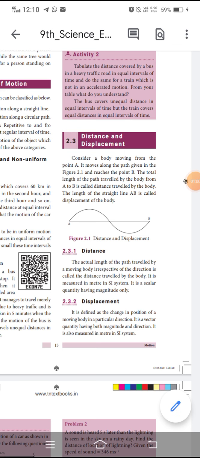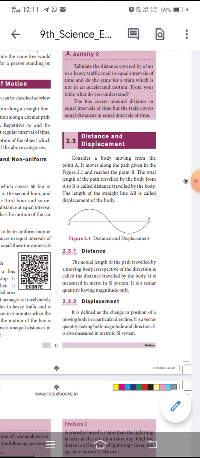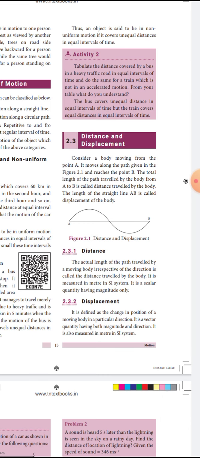Distance, the actual length of the path travelled by a moving body irrespective of the direction, is called the distance travelled by the body. This is the actual length of the path travelled by a body, irrespective of the direction. So this is called distance. Its unit is meter and it is a scalar quantity. It has magnitude only, because the property of a scalar quantity is having magnitude only.